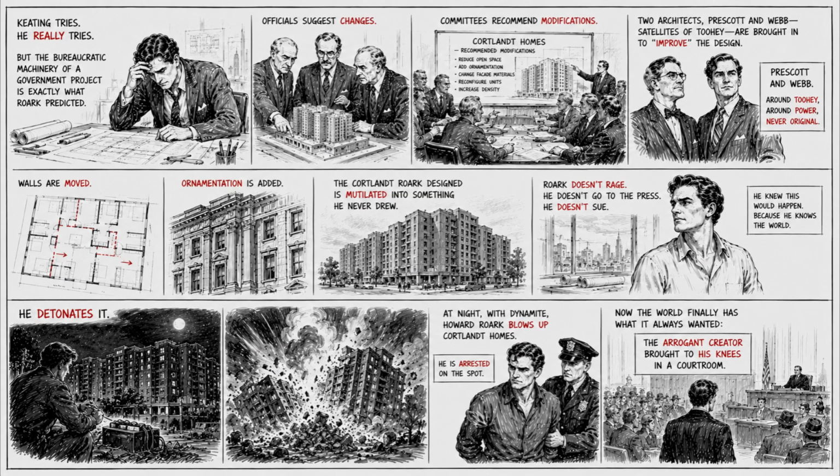Roark doesn't rage. He doesn't go to the press. He doesn't sue. He detonates it. At night, with dynamite, Howard Roark blows up Courtland Homes. He is arrested on the spot. Now the world finally has what it always wanted.